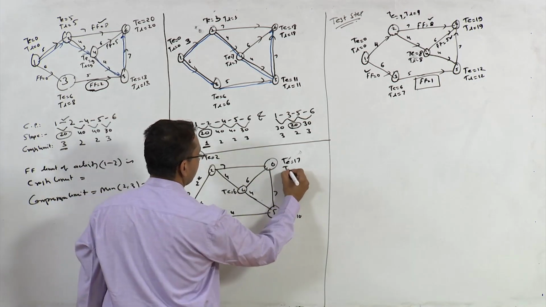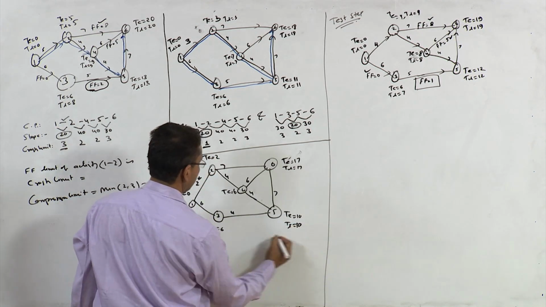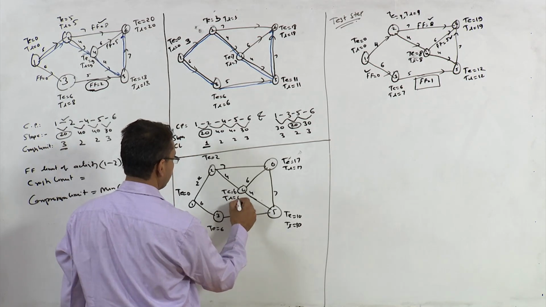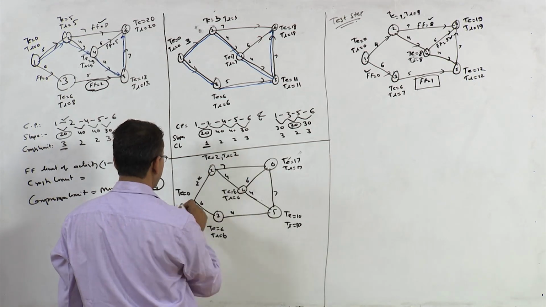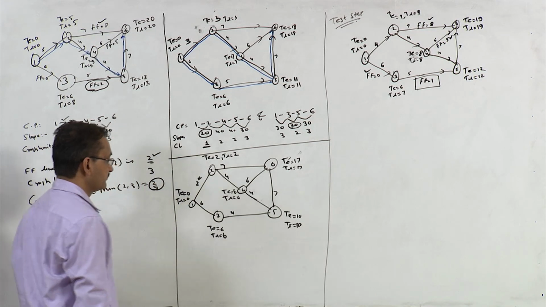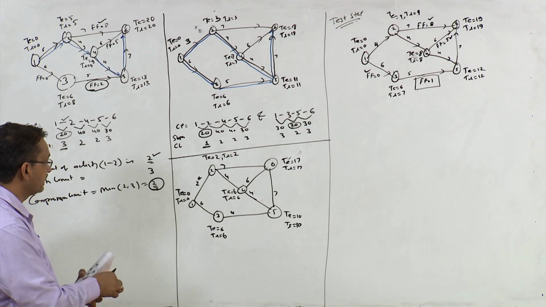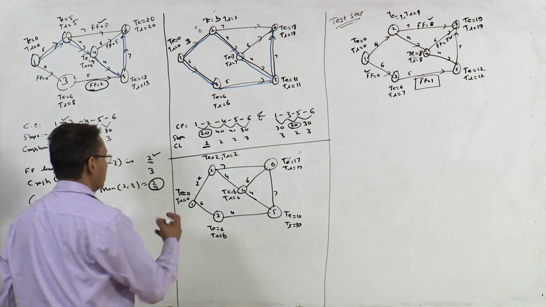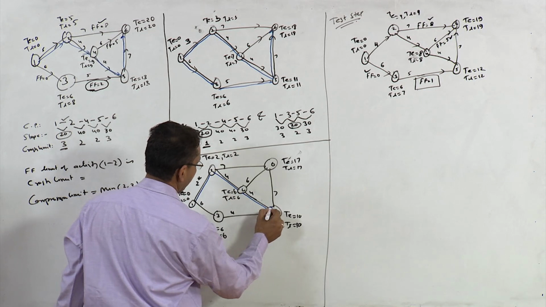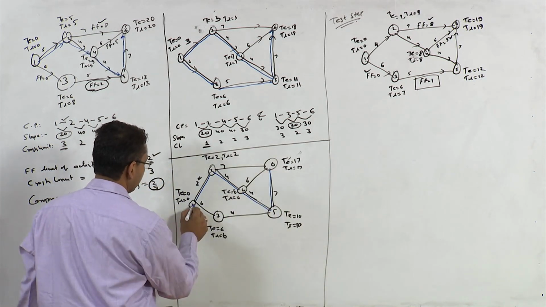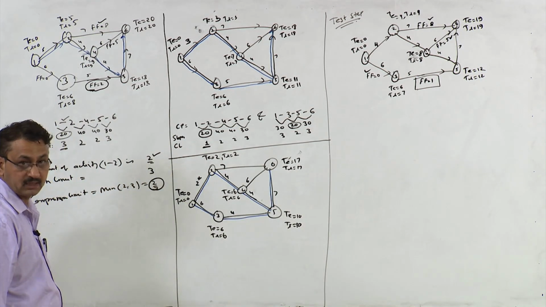Let us look at TL values: 17, 10, right? TL would be 6 here, TL would be 6 here, TL would be 2 here, and TL would be 0 here. How many critical paths? Let's look at critical paths here. So this is your critical path, this is another activity, and this is the first critical path. The second critical path is this. So you have got two critical paths.